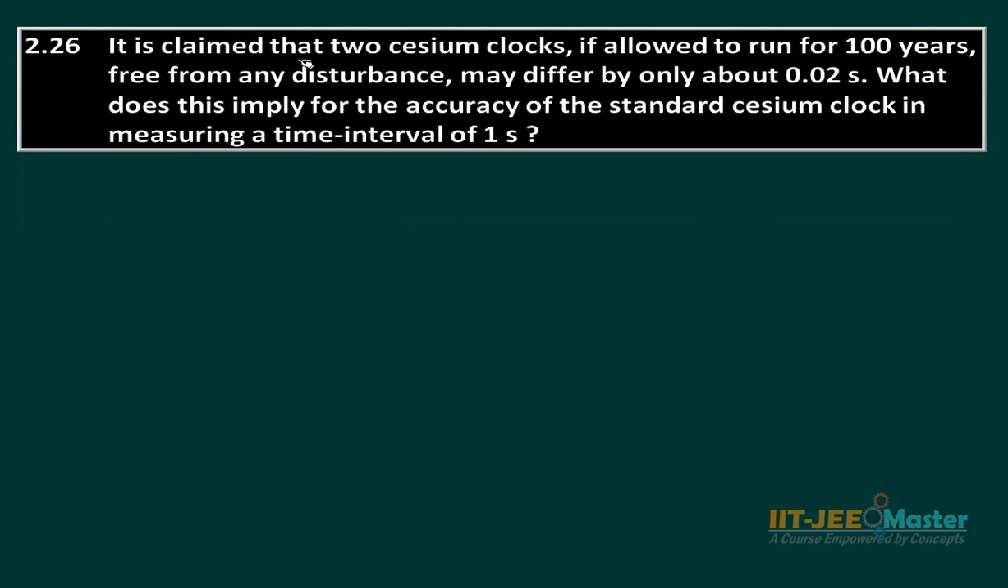It is claimed that two cesium clocks, if allowed to run for 100 years free from any disturbances, may differ only by about 0.02 seconds. What does this imply for the accuracy of the standard cesium clock in measuring a time interval of 1 second? In 100 years, how many seconds are there? We have to calculate.